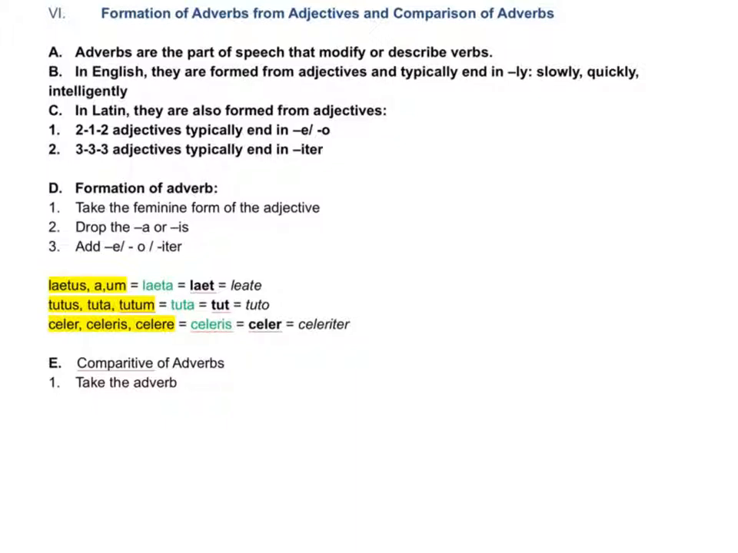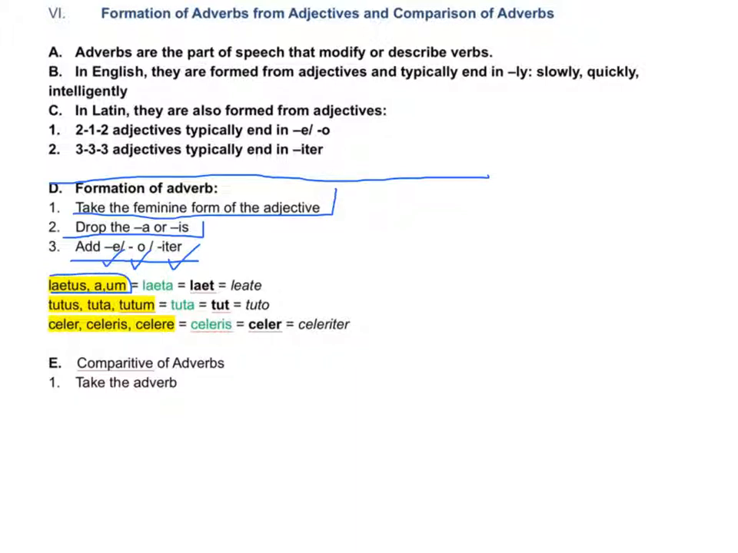So here are the steps on how to form the adverb right here, starting here. Again, you take the feminine form of the adjective, bonus, bona, bonum. You take the feminine form, that's the second thing in the dictionary. You drop the A or the IS, and then, depending on which adverb it is, you add E. Rarely you add O, or you add ITER. So look at these examples right here.